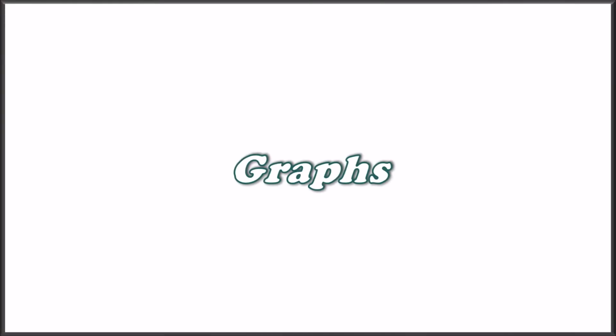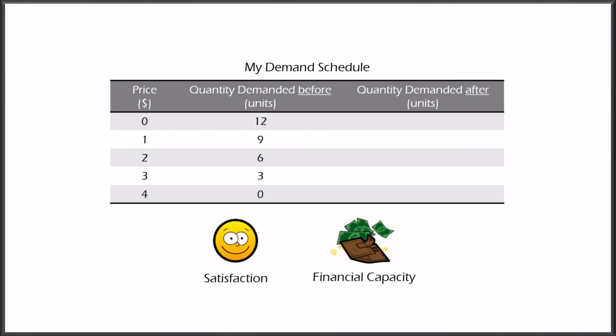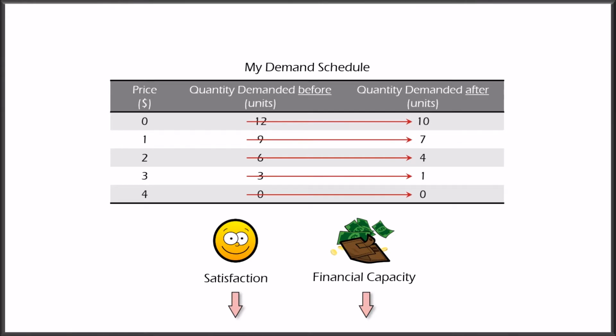Now, let's see how these concepts can be represented in graphs. We can see the difference between a movement along the demand curve and a shift of it when using the demand schedule. Remember that moving from row to row on the table shows a movement along the curve. If an economic event were to reduce the satisfaction I receive from a product, or reduce my financial capacity to buy it, I may now have the following schedule. Keep in mind that my quantity demanded has changed for all the prices shown here, except for $4 because quantity demanded cannot be negative. This is known as a decrease in demand.